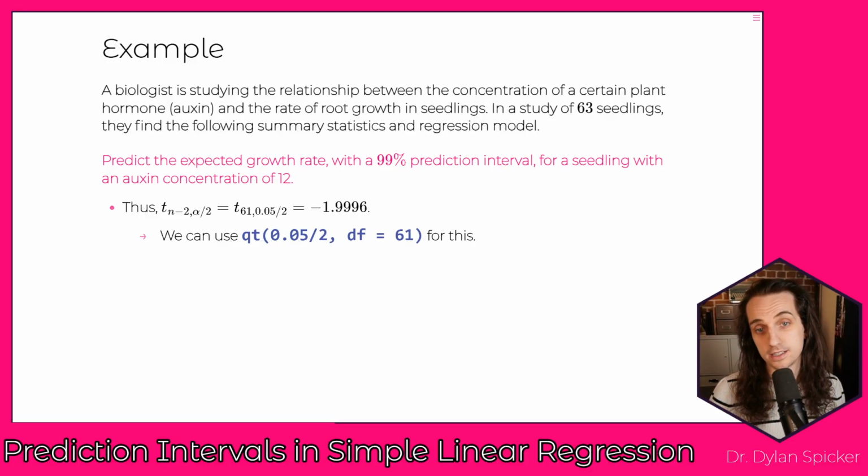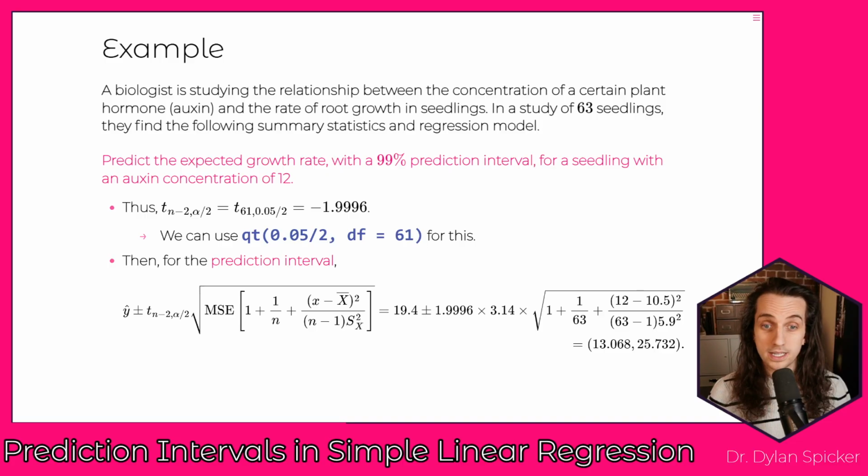We get that from taking qt of 0.05 over 2, degrees of freedom is equal to 61, right? So qt is always going to give us the critical values for our t distribution. 0.05 over 2 is for our alpha equals 0.05, degrees of freedom is 61, right? And so again, while the question asks for a 99% prediction interval, we'll solve this out for a 95% one here.